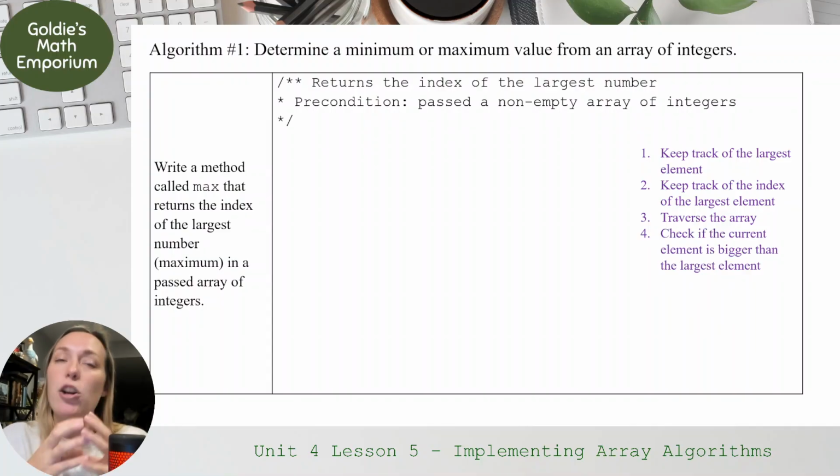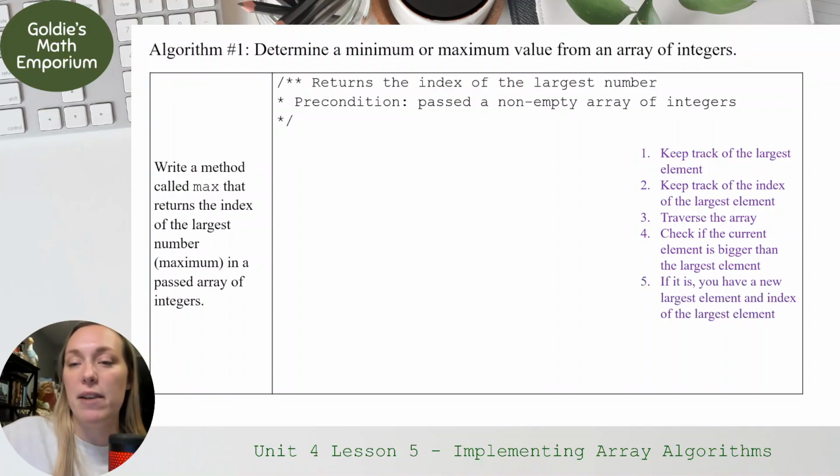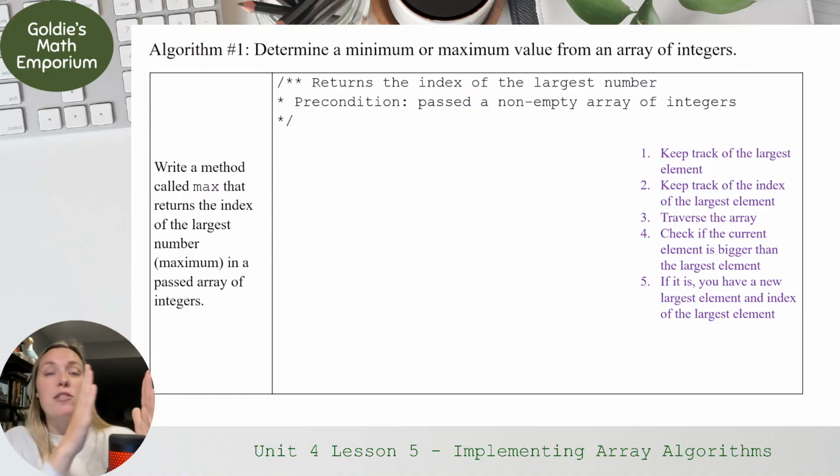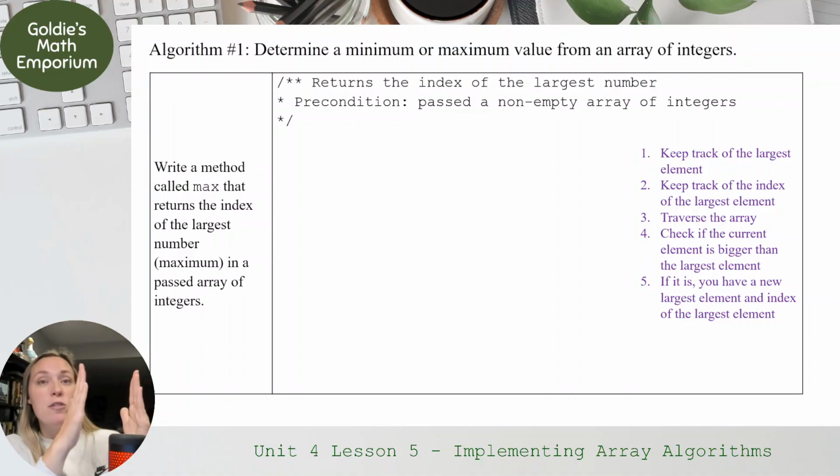I want to check if that current element that I'm at is bigger than the max I currently have, bigger than the largest element I currently have on file. And if it is, I have found a new largest element, and I've also found an index of the largest element. So I need to change those variables and update them to reflect that, hey, I've found a new max, right? As I'm going through my lists, oh, here's a new max.